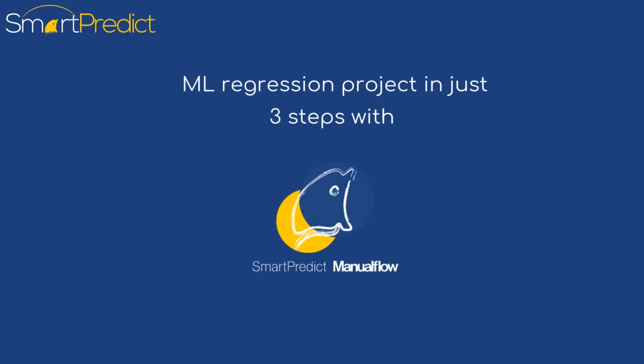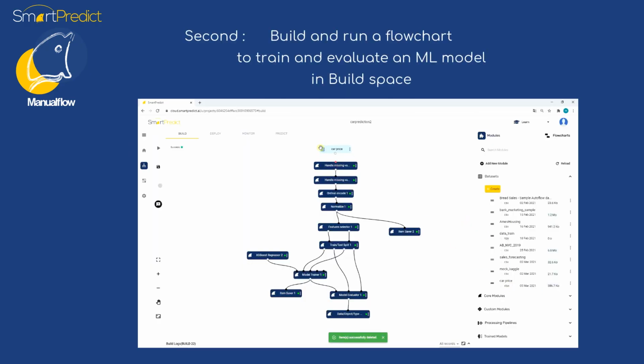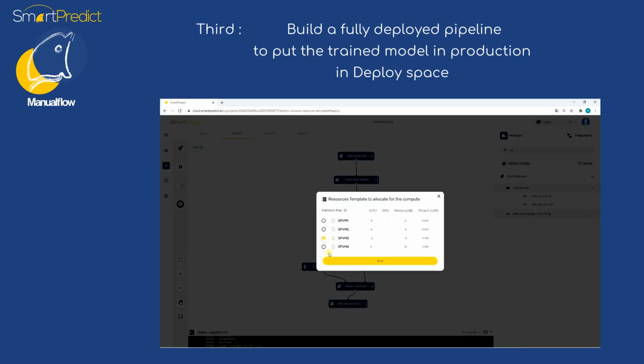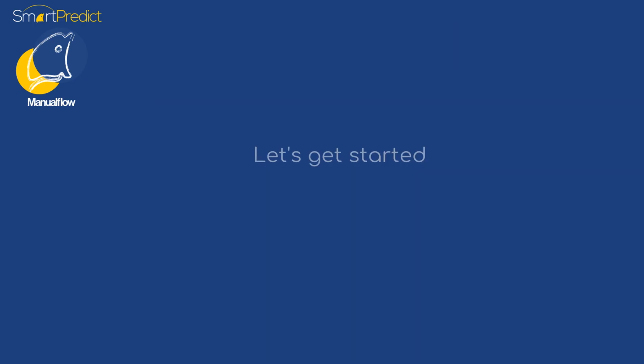This project is realized in only 3 steps with SP manual flow. First, create a project. Second, build and run flowcharts to train and evaluate an AI model in the build space. And third, build a fully deployed pipeline to put the trained model in production in the deploy space.